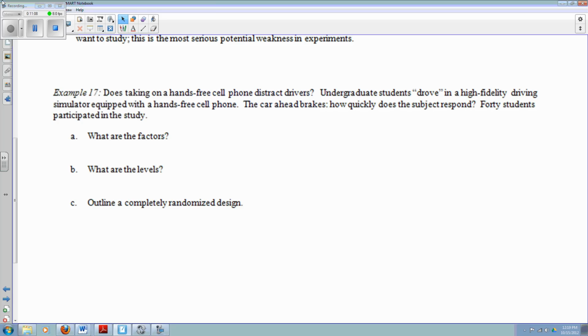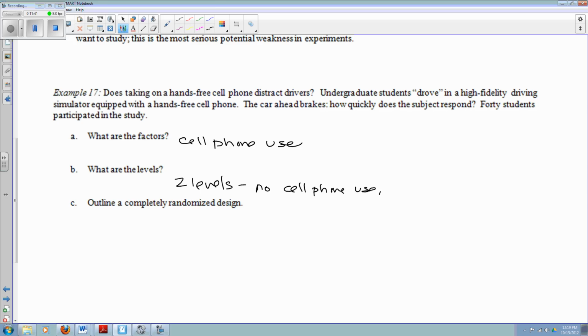All right, so what are the factors? Here, what are we looking into? How are we going to break up people into different categories? And this is cell phone use, whether or not they're going to be on the cell phone. And then how are we going to break down cell phone use? Just what I said, there are going to be two levels. They're not on the cell phone, so no cell phone use, or they're going to be on the cell phone, so on the hands-free device. And we're going to look at their response time, which is what we're going to measure.